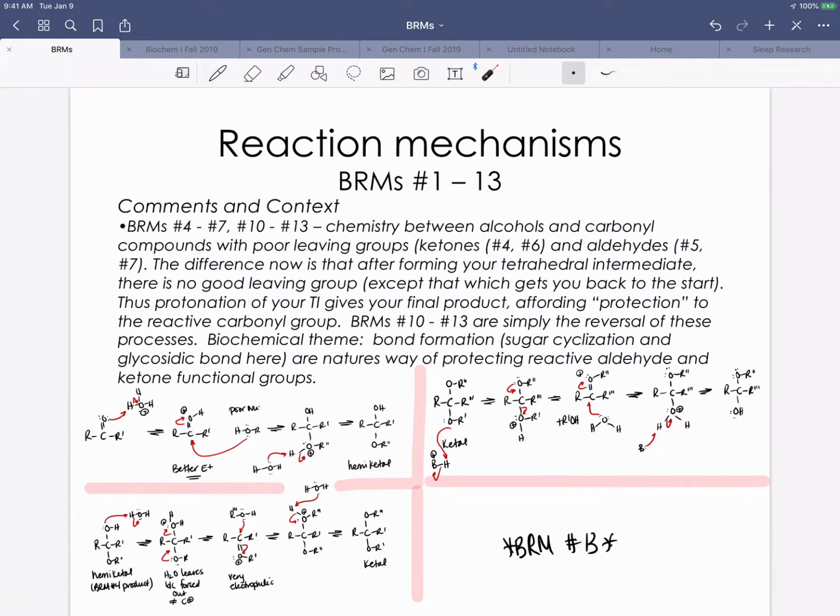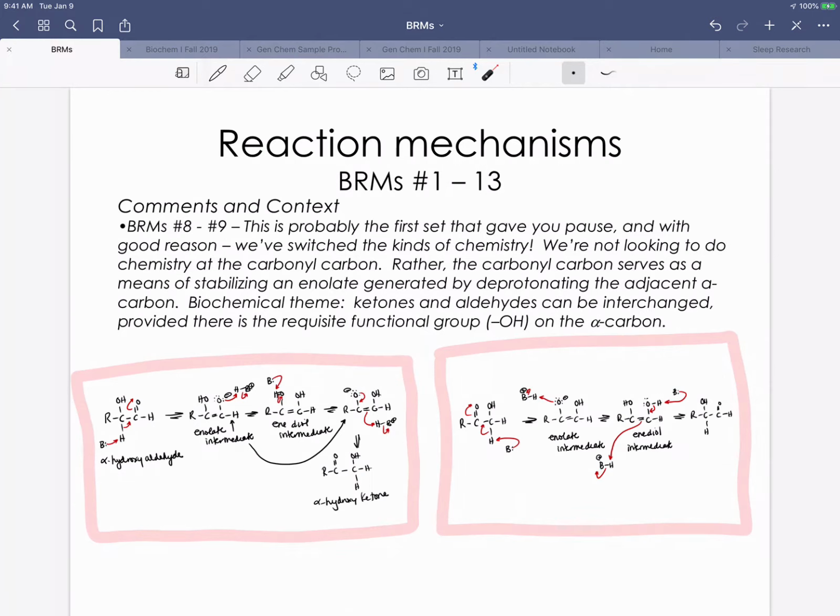So why do we spend so much time just on these reaction mechanisms? This has a lot to do with sugar biochemistry. Whether it's sugar cyclization when we have our hemi flavors, or sugar polymerization in the formation of glycosidic bonds when we form our ketal and our acetal flavors. So again, this is important because this is nature's way of protecting the reactive aldehyde and ketone functional groups that we see in sugars and allowing us to polymerize these sugars for storage. So we're going to revisit these reaction mechanisms quite a bit as we begin to understand sugar metabolism.